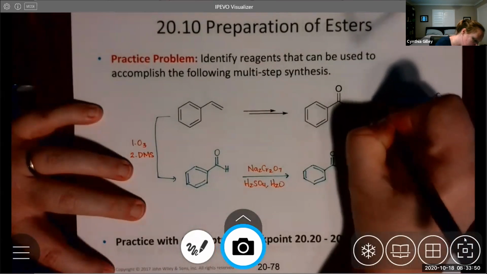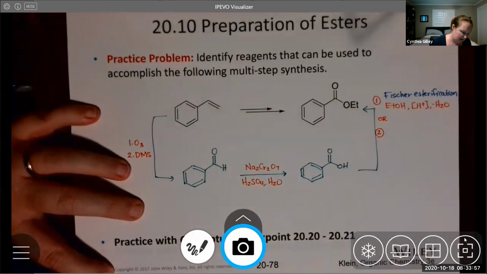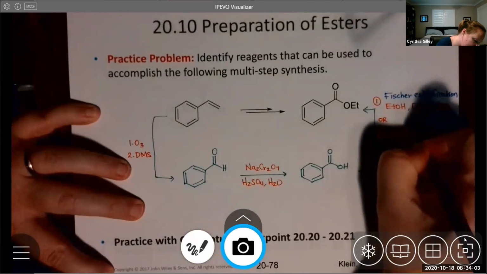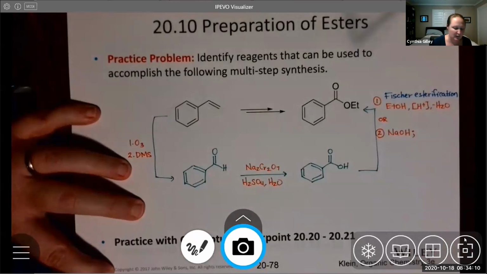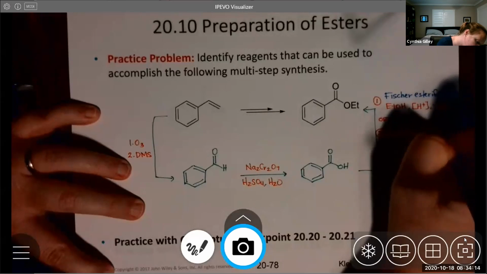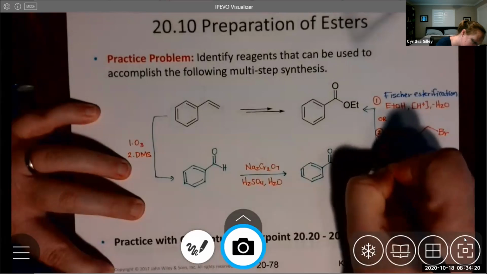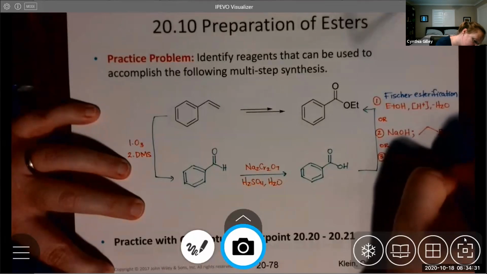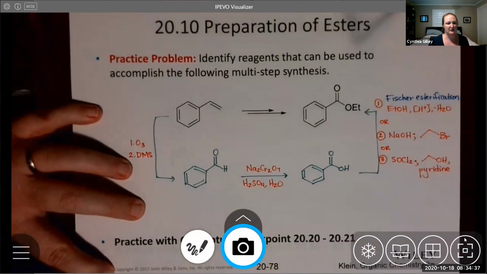That's option number 1. For option number 2, directly from the carboxylic acid, we can treat with a base such as sodium hydroxide, followed by, in this case, ethyl with a leaving group, because we're introducing an ethyl group. So ethyl bromide or chloride would work. And our third option is converting the carboxylic acid to an acid chloride using thionyl chloride. Then from there, I can use ethanol and pyridine to produce the ester.